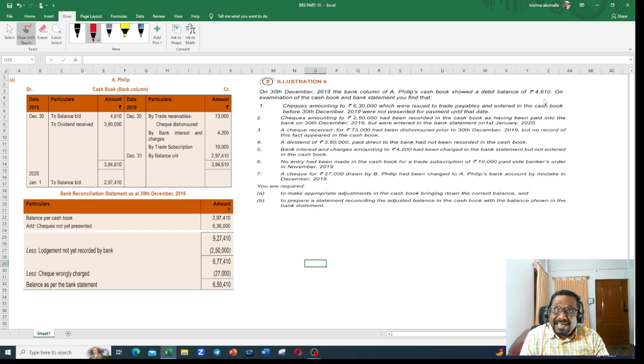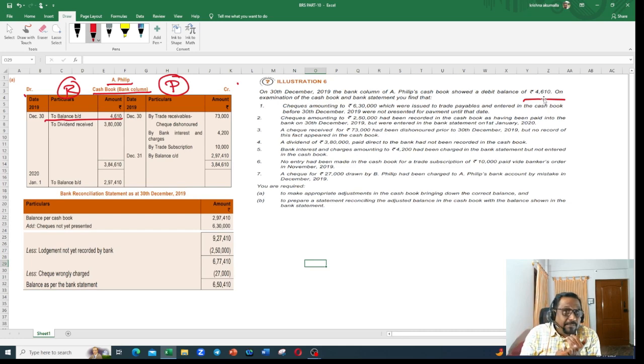So we need to prepare the adjusted cash book. A. Philip cash book, bank columns, debit and credit. This is the receipt side. This is the payment side. Very simple. Now, what is the balance they have given? 4,610 debit balance. That means it is an asset, debit side. To balance brought down 4,610. Clear? Next, checks amounting to 6,30,000, which were issued but not presented. Checks we issued. As soon as we issue the check, where do we write? Issued means paid. So we would have written it on the payment side already, but that was not presented in the bank.